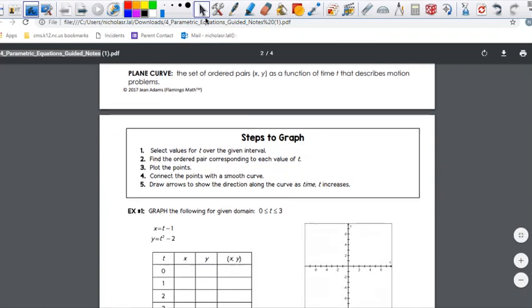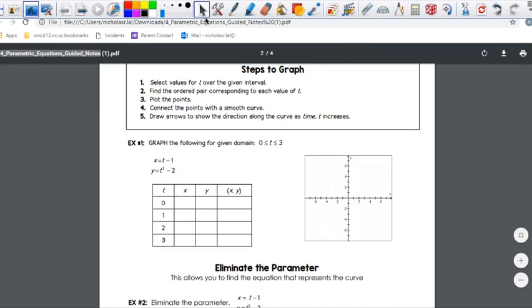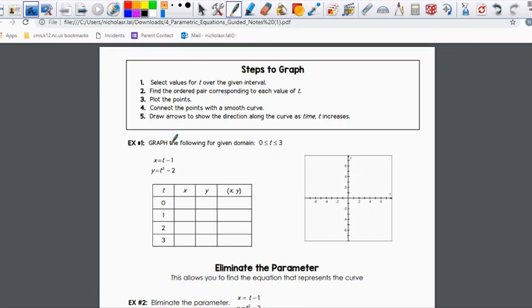So our steps to graph: select values for t over the given interval, find the ordered pairs corresponding to each value of t, plot the points, connect the points with a smooth curve, draw arrows to show the direction along the curve as time t increases. So let's look at x. x is equal to t minus 1.